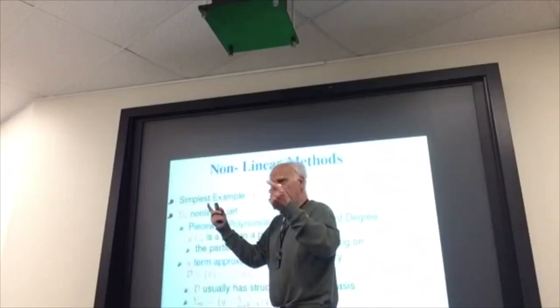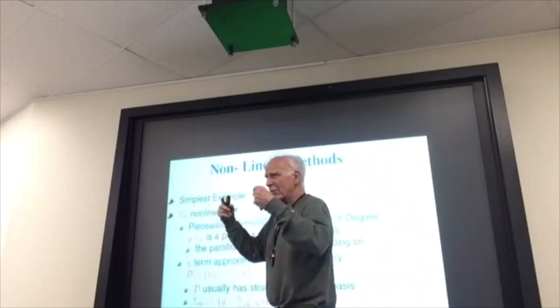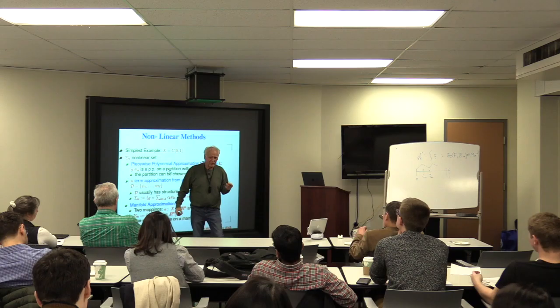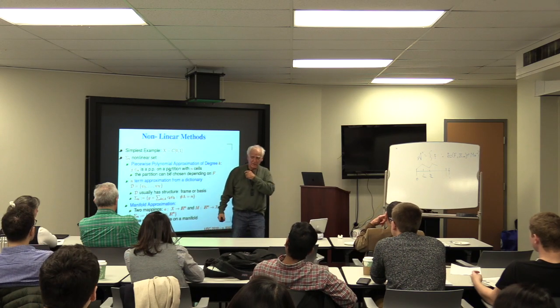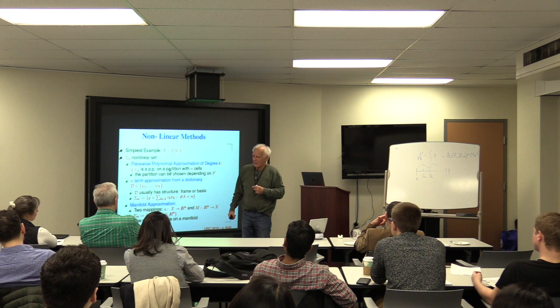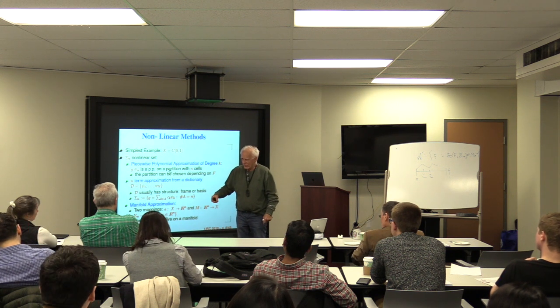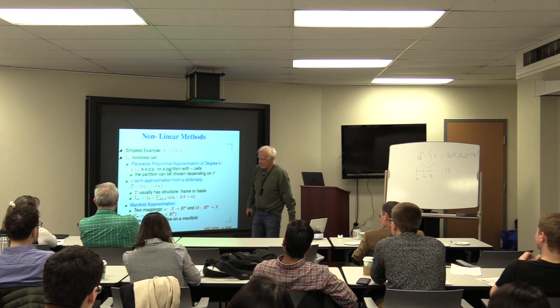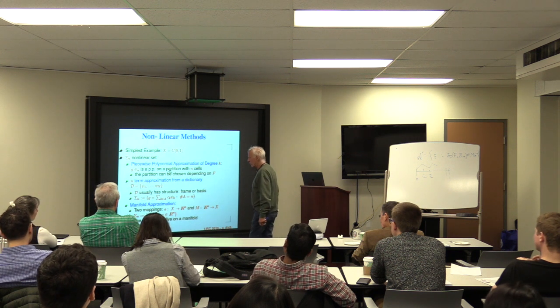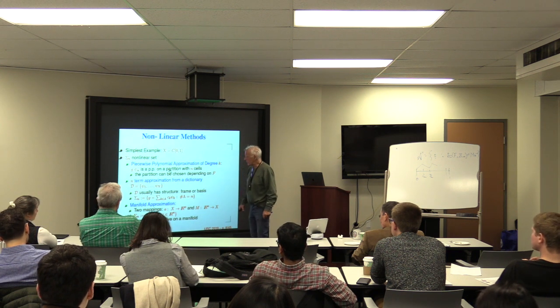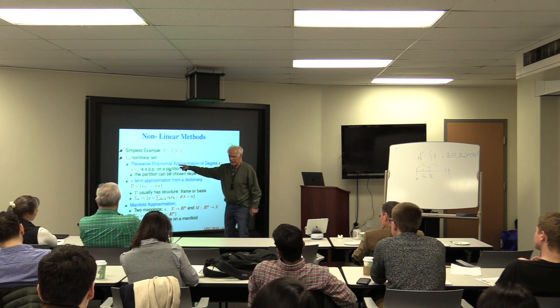If you add two of them together, you don't get another rational function of the same degree, so it's not a linear space, right? If I add 1 over x to 1 over x squared, you figure it out, you're going to get a rational function of degree 3. Okay, so that's a nonlinear set.